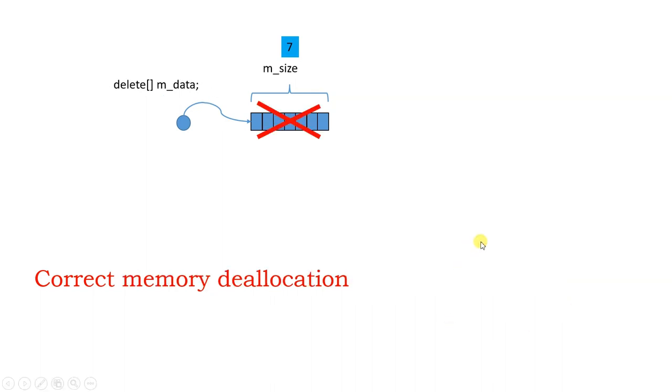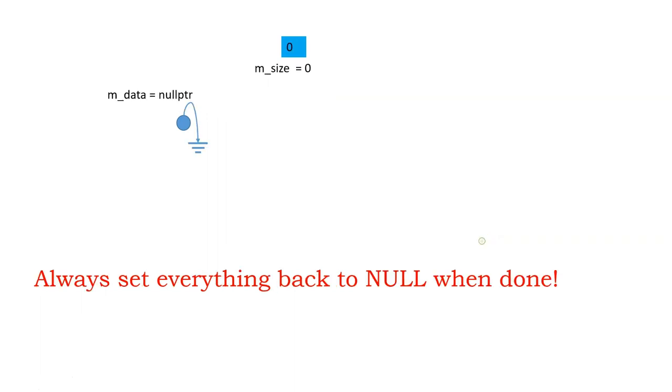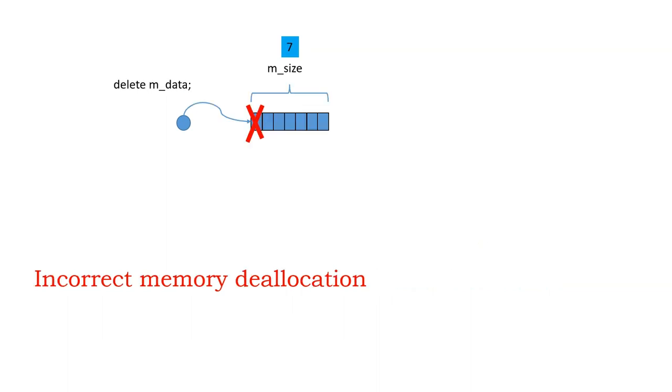You have to always delete after you're done. If you do not delete, you're going to have a memory leak. And after you delete, you have to set it to null. Also, you have to delete the way you created.